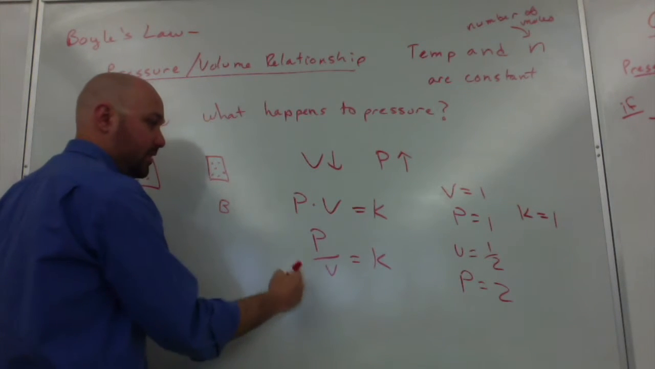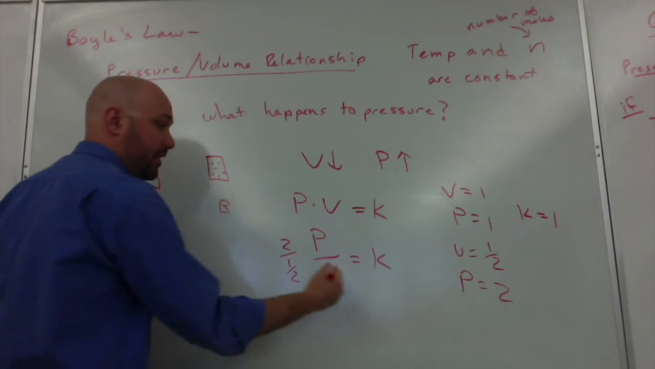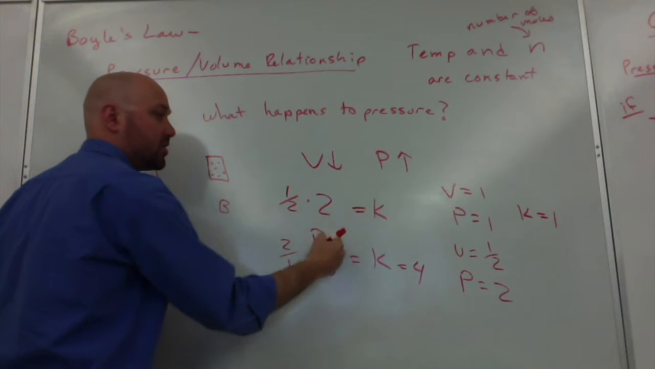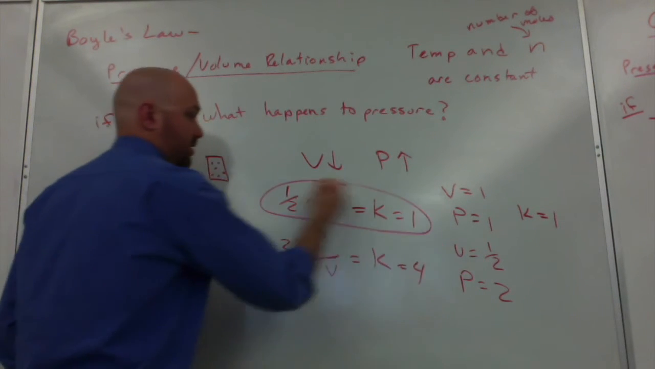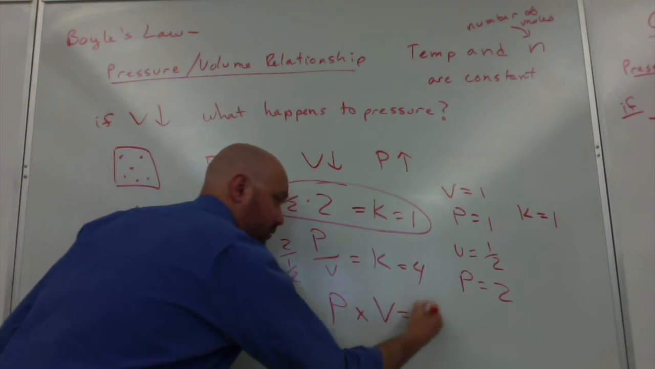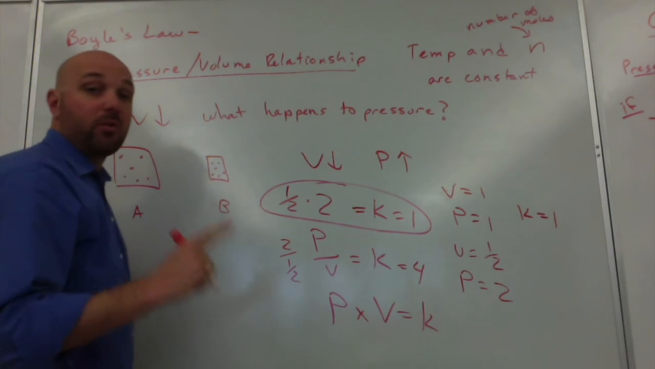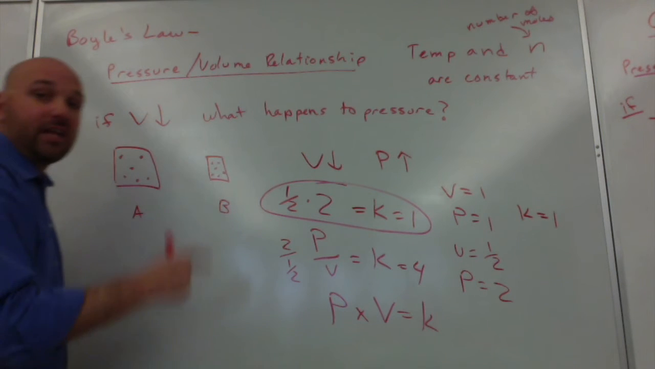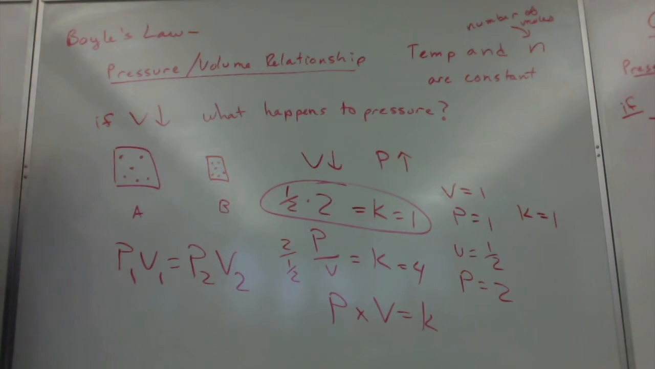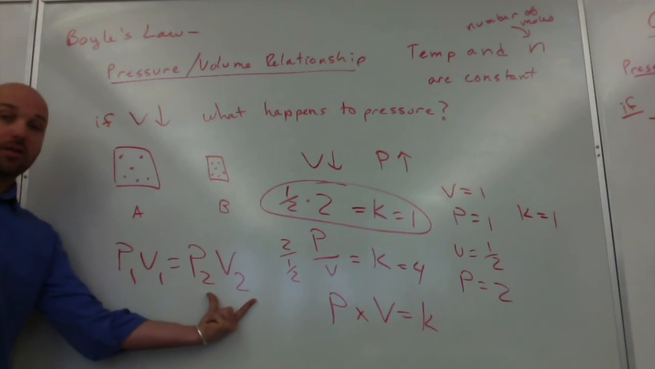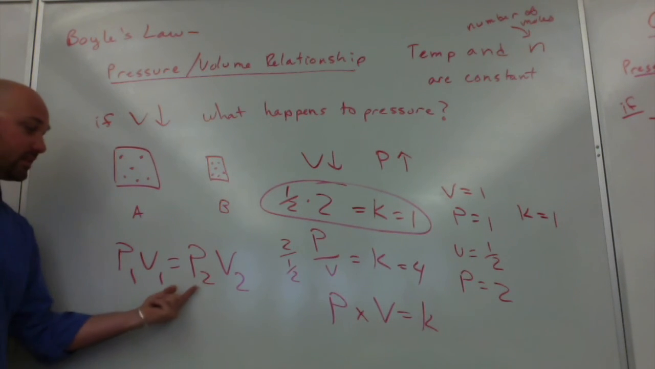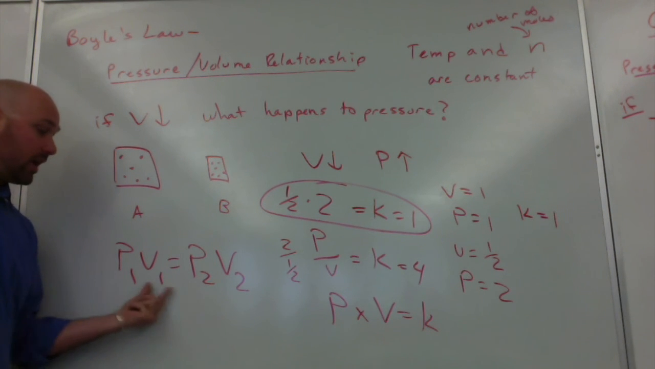Which one of these two situations will K equal 1? Well, if it's this, it's going to be 2 over 1/2. That's going to equal 4. 1/2 times 2 equals 1. That's going to be the relationship. Pressure times volume equals a constant. The way that we're going to use this in class is for a change in conditions. P1 V1 equals P2 V2. Original set of conditions, new set of conditions. If we change one, how is the other one going to be affected?